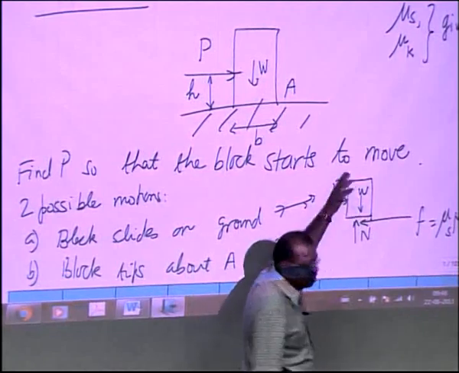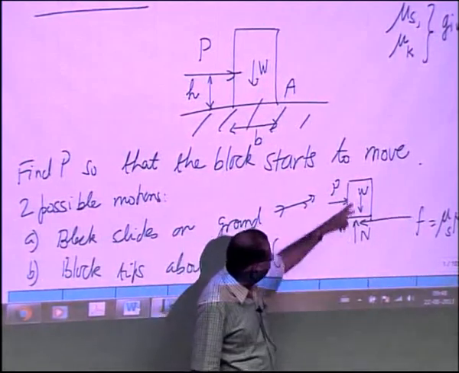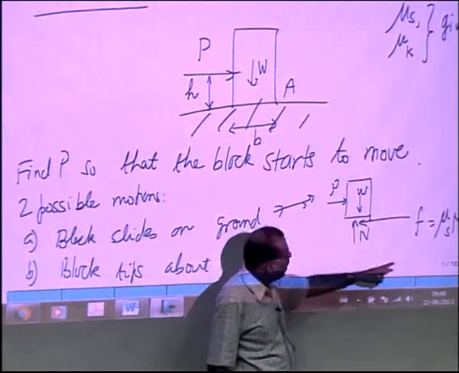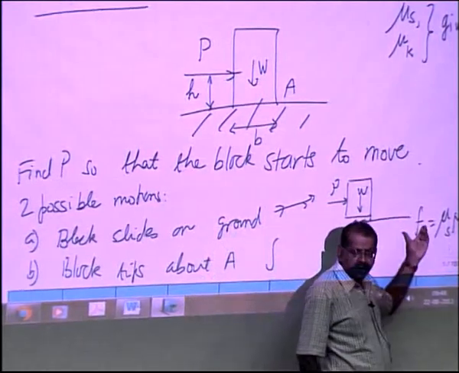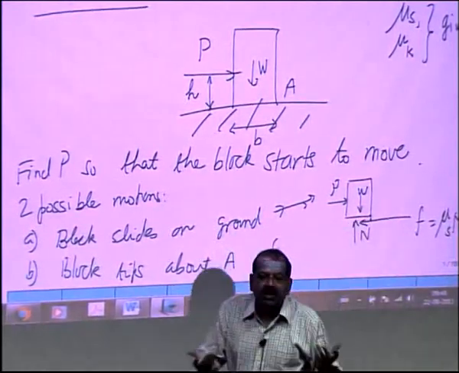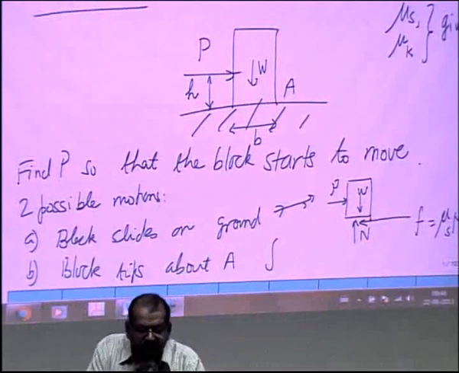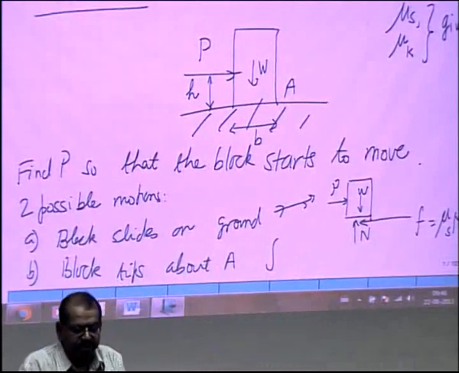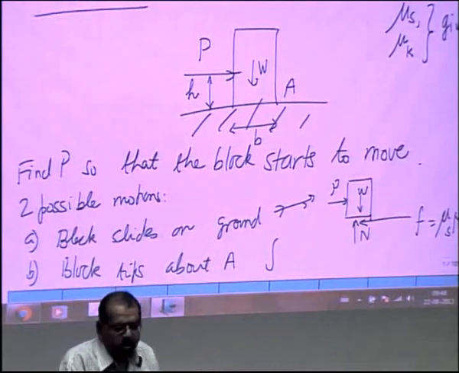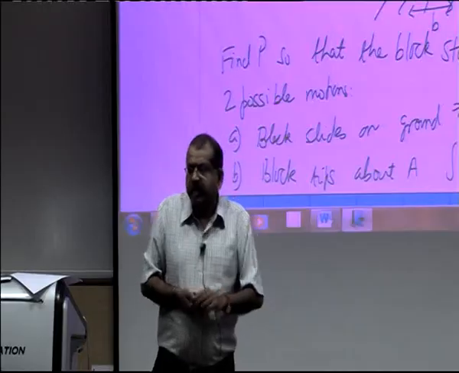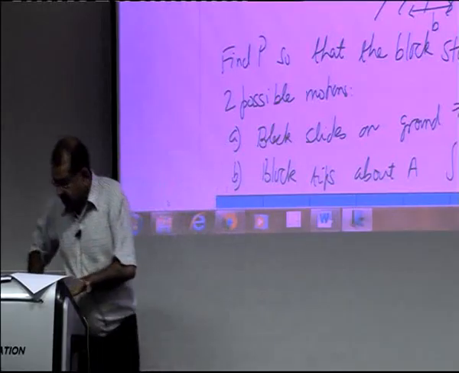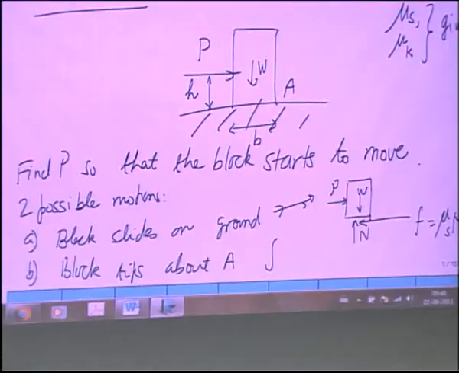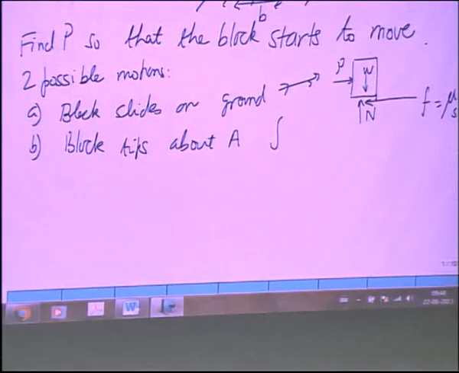First we do sigma Fy equal to 0. So, W is equal to N. Once I know N, I can get the value of F, that must be equal to P, and that will give me the value of P at which the block will just start to slide. This is how we would generally do the problem. But there could be a case if it is tipping.